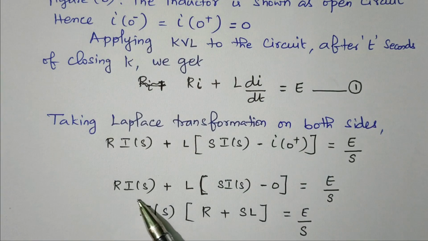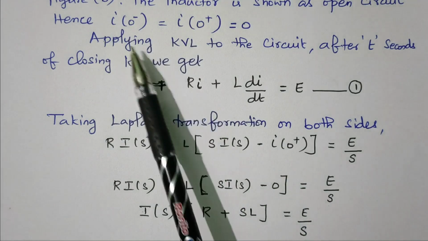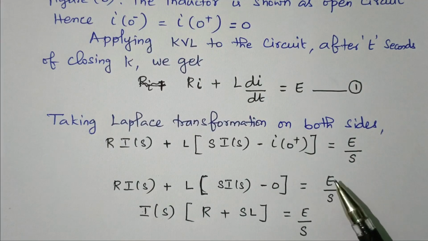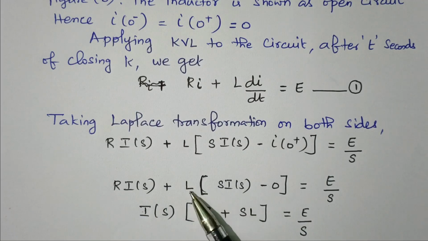Then R into I of s plus L, s into I of s, minus this initial current. We already discussed that the current before closing and after closing the switch is 0. This value is 0. That is equal to E by s. Now we will take I of s outside. So I of s into R plus sL equals E by s.